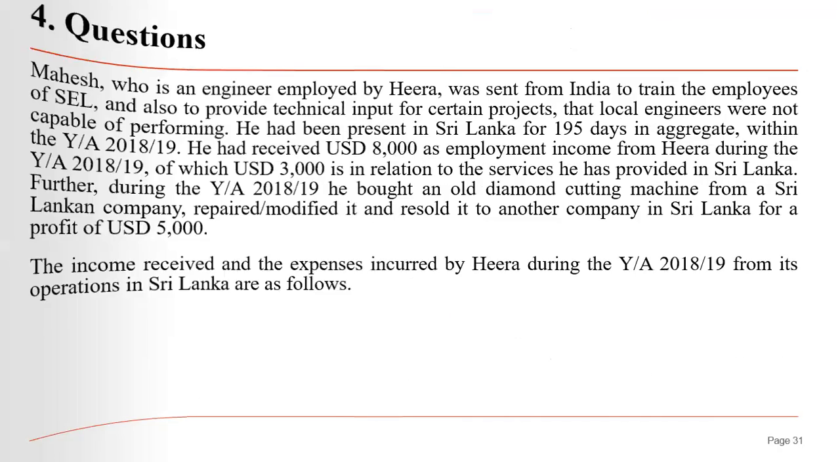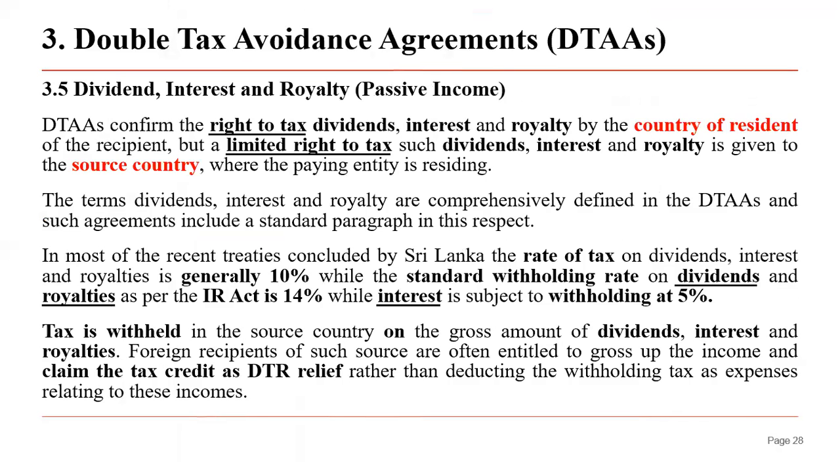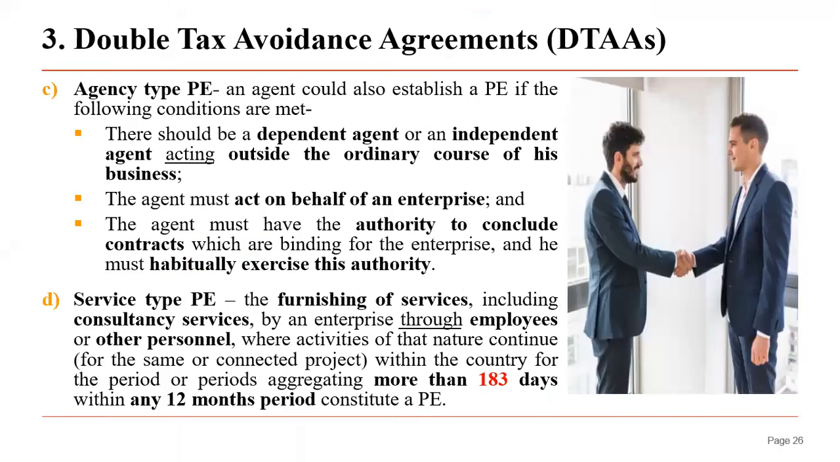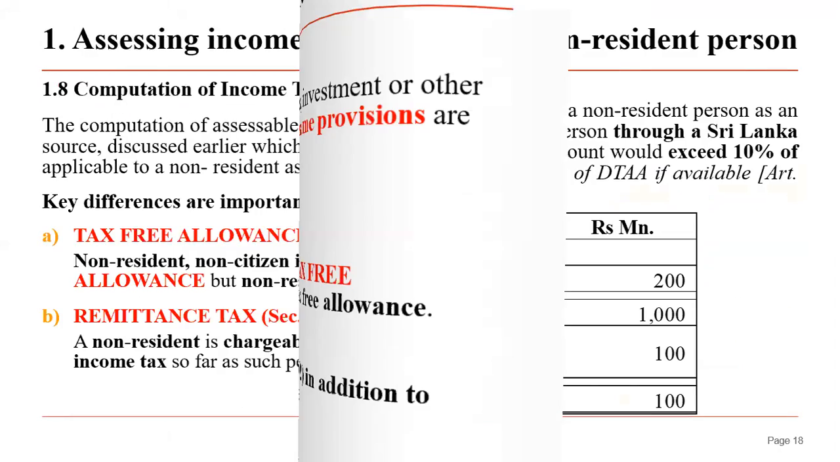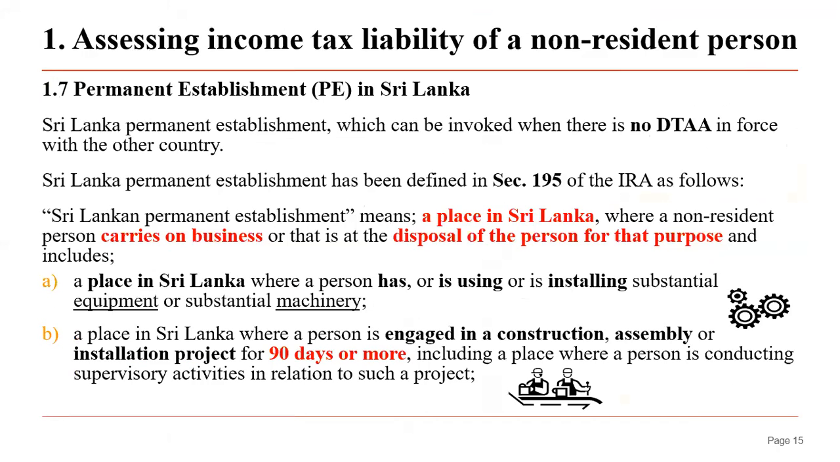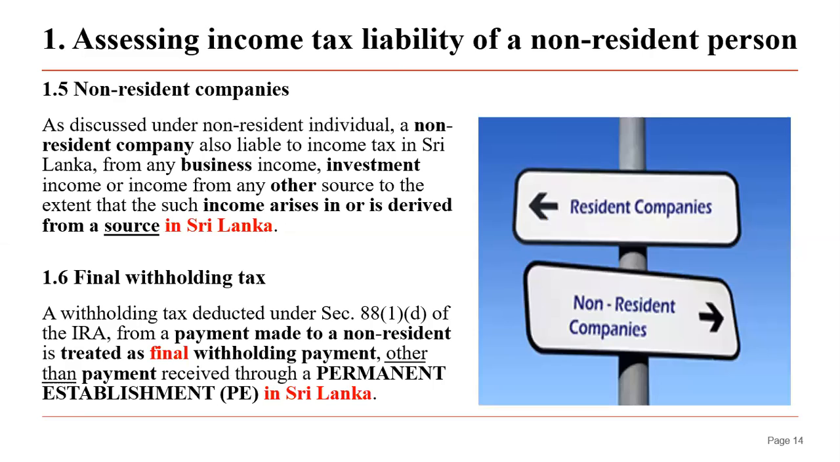Before moving to that, here we are going to discuss, under DTA, dividend, interest, royalty, how we deal with the DTA and the IRA access of 14%. So the passive income. Then we will discuss those provisions under DTA, because here we are just moving to the final withholding tax. I just want to highlight that the final withholding tax also relates to non-residents. That's why here we are going to discuss non-residents, whether it becomes final or not.